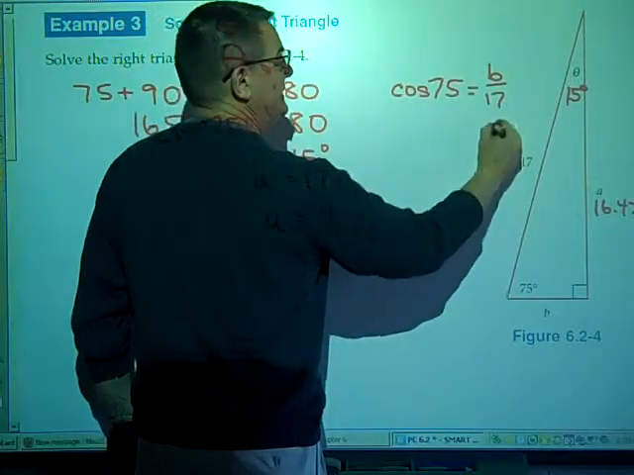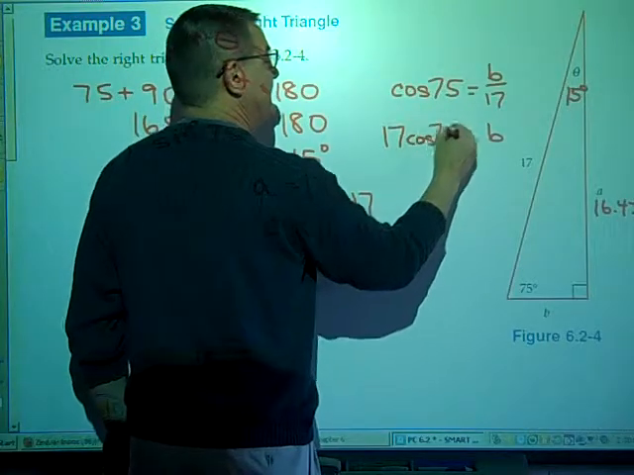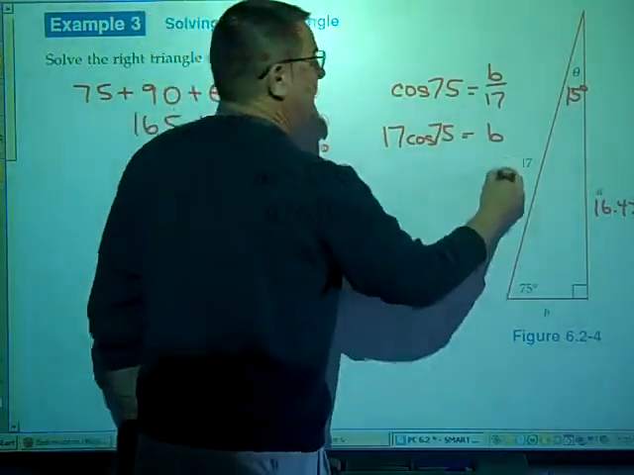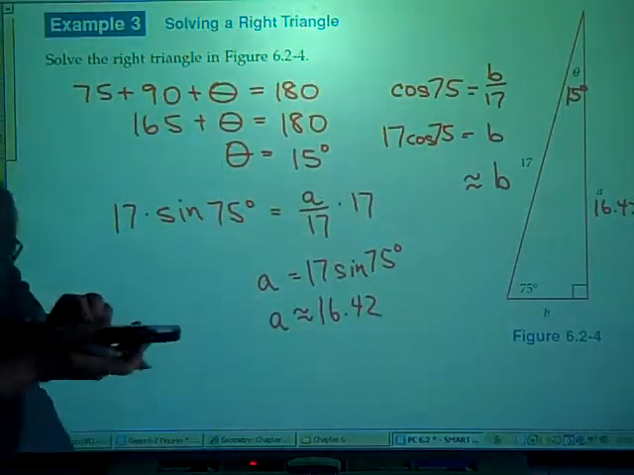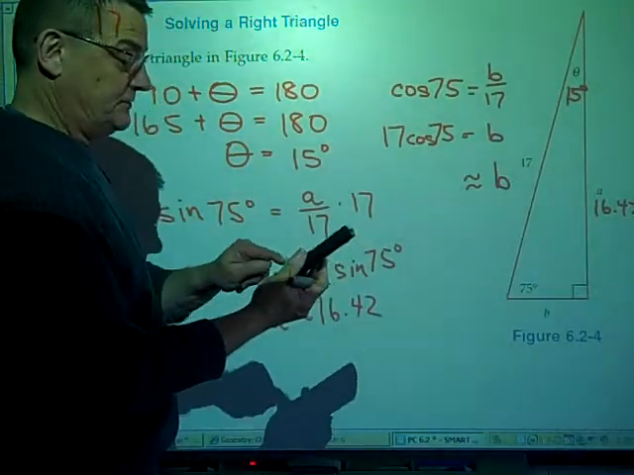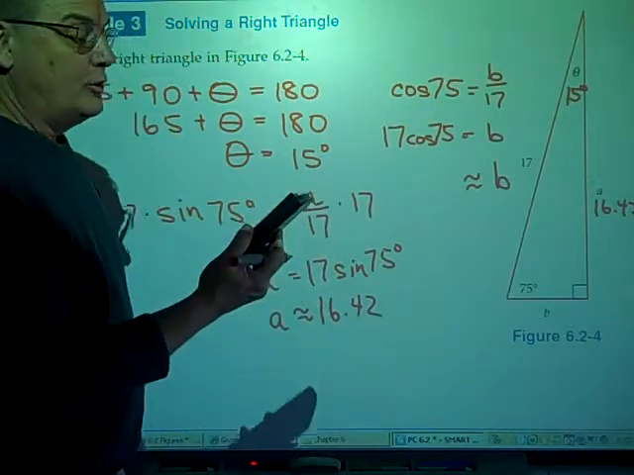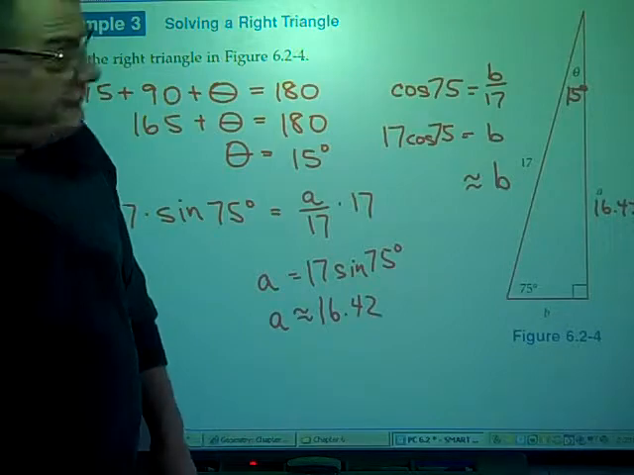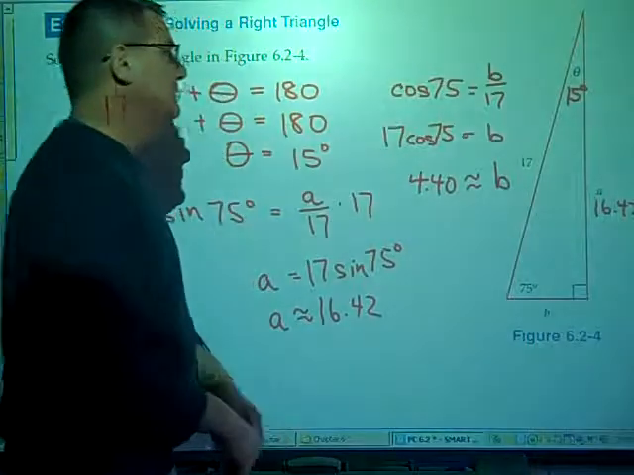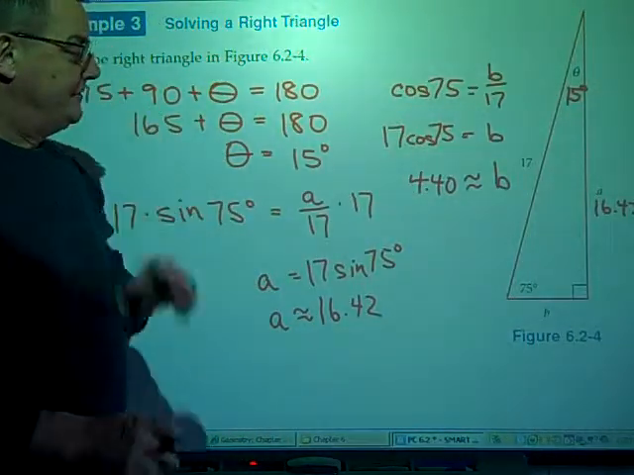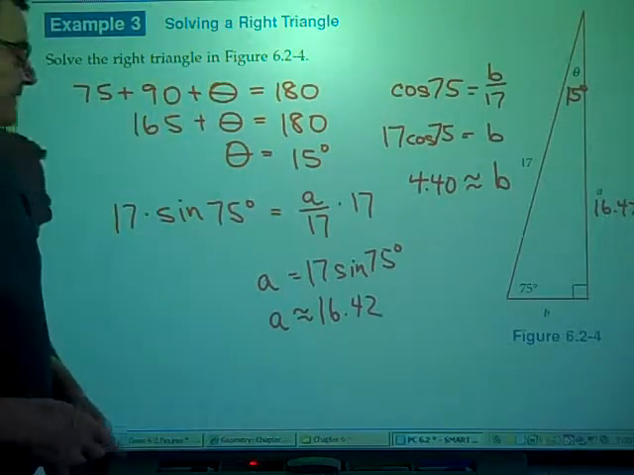Multiply both sides by 17, we get that B is equal to 17 times the cosine of 75 degrees. And again, on our calculator, we will find that B is approximately 17 times the cosine of 75, which is 4.3999, so about 4.4. If we round to hundredths, we'll call it 4.40. Okay, so now we found all the missing parts. We have now solved the right triangle.